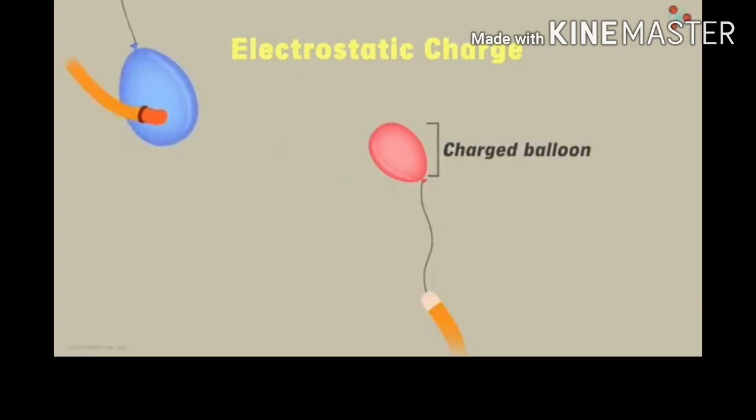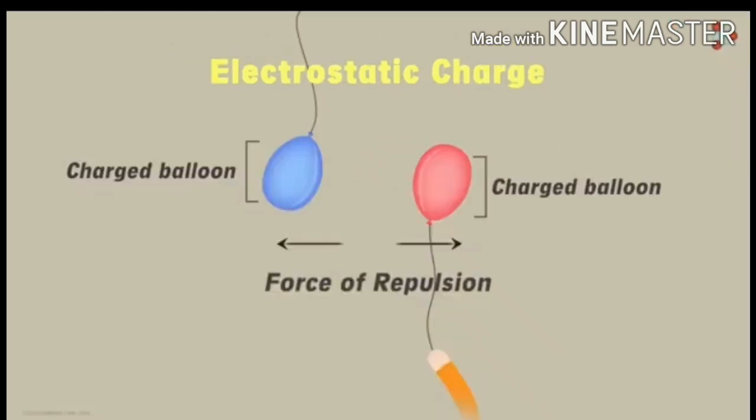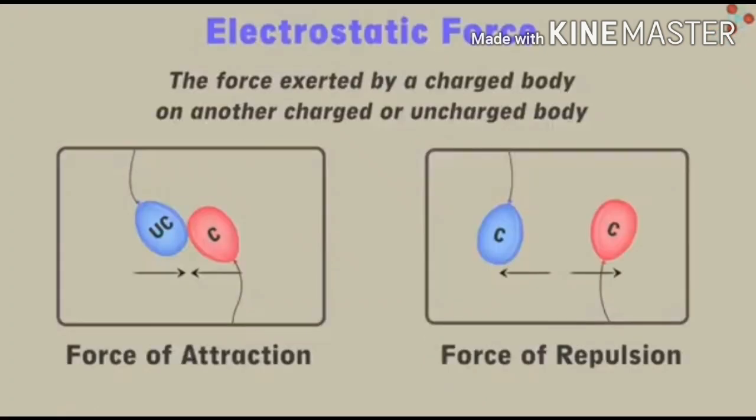Now rub the second balloon also with a woolen cloth and bring it near the charged balloon. We can see that they are repelling each other. Due to rubbing, both of them acquire the same type of charges, so they repel each other. Force acting between charged particles is known as electrostatic force. Electrostatic force acts between two charged bodies or between a charged body and an uncharged body. It can be attractive or repulsive.